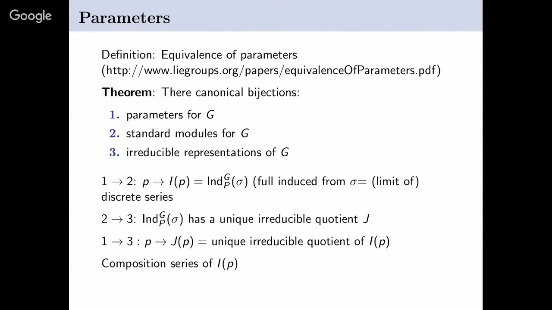Oh yeah, so I'm going to talk about this: if you have a standard module, that's a full induced, it could be reducible. And so one can talk about the composition series of the standard module. And conversely, inversely perhaps, is the notion of the character formula, which is to say, if you have an irreducible representation, according to the Kazhdan-Lusztig theory, you can write it as a formal linear combination of standard modules. That's called the character formula of J of p. And both of these things, the composition series and the character formula, are given by the Kazhdan-Lusztig polynomials.